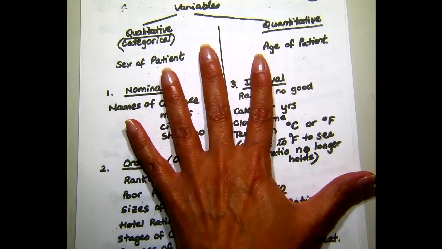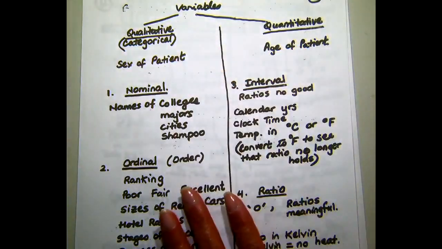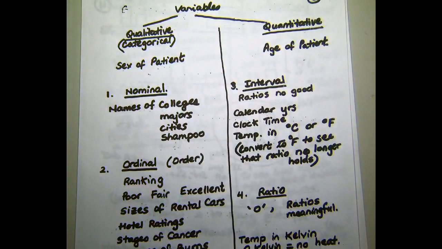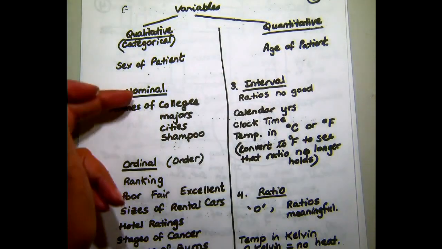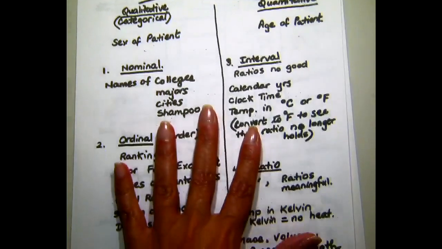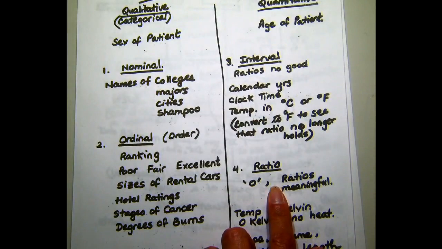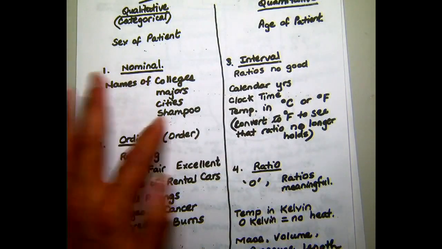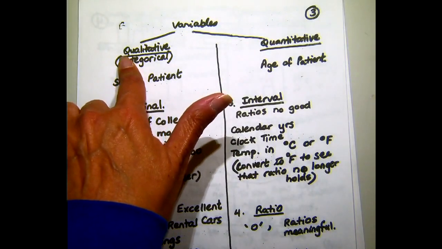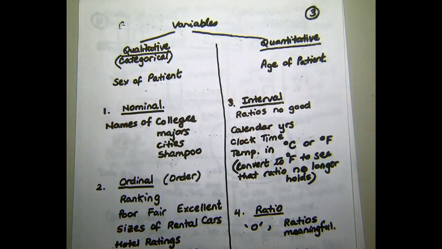So every variable is either qualitative or quantitative, and there are 4 scales of measurement that exist. They are nominal scale, ordinal scale, interval scale, or ratio scale. Nominal and ordinal belong to qualitative variables, categorical variables. The most unsophisticated scale is the nominal scale. It means in name only. So names of continents, names of colleges, names of majors, names of cities. Those are all nominal scale variables.